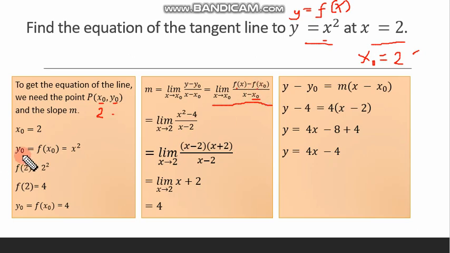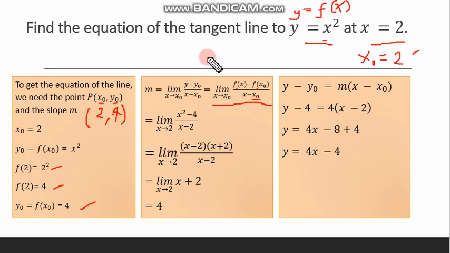So the y sub 0 is equal to the f of x sub 0, which is equal to x squared, or 2 squared, because the f of x sub 0 is f of 2, so 2 squared is equal to 4. So the y sub 0 is equal to f of x sub 0, which is 4.